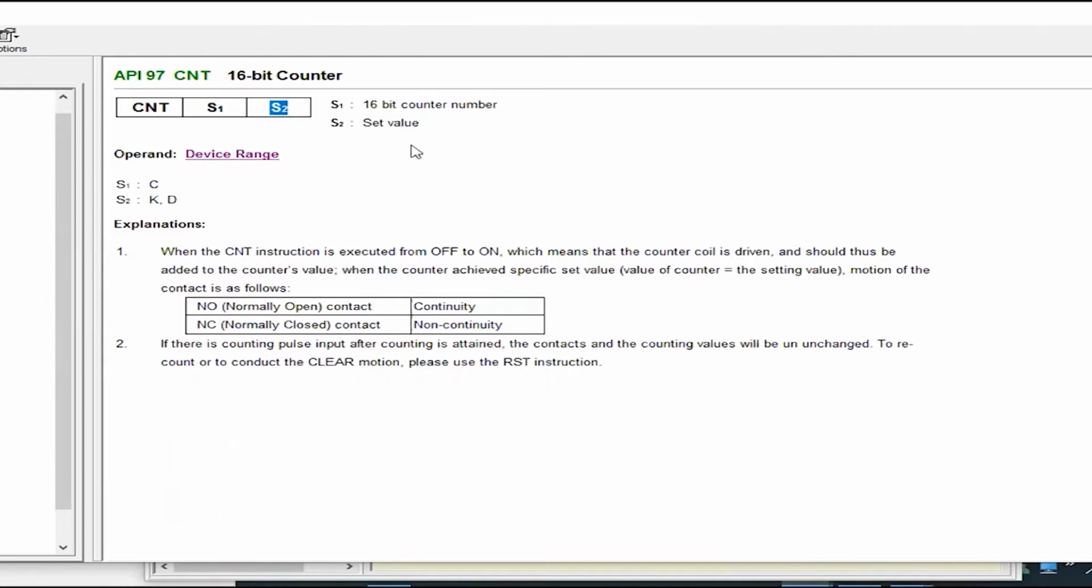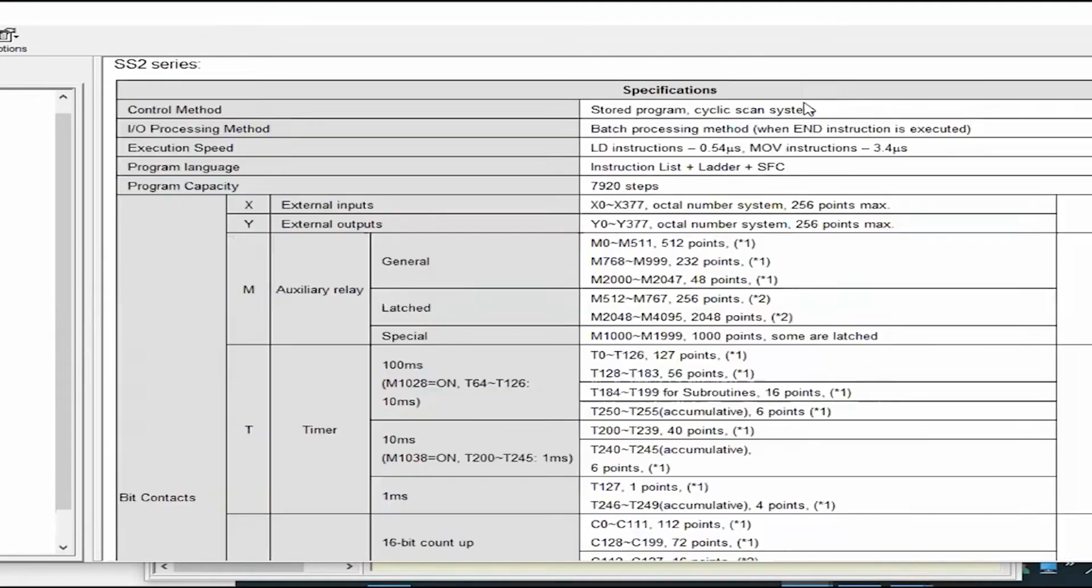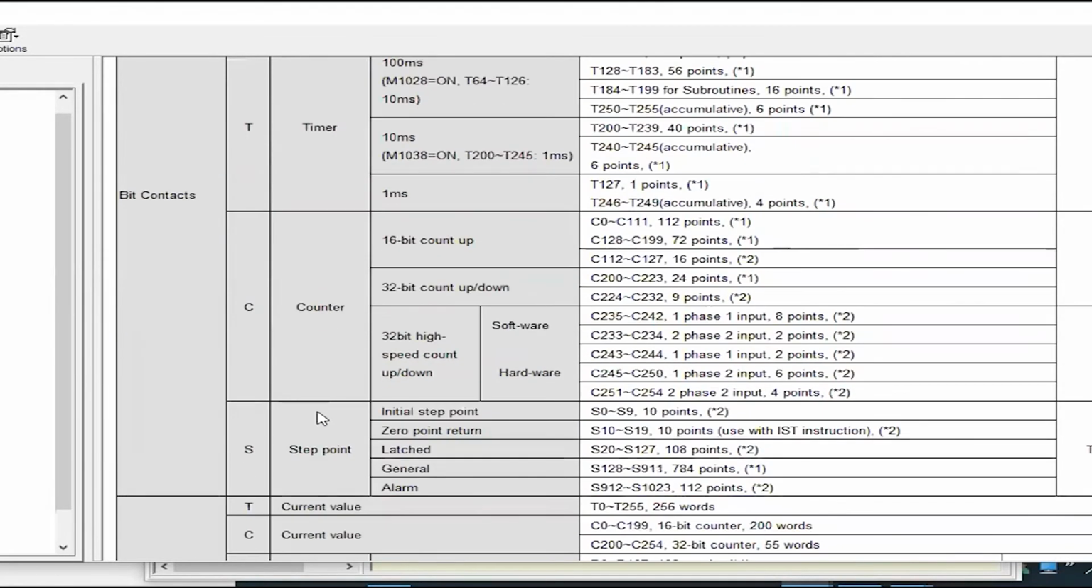You go to the device range, SS2 model. Right here you have the counter. So the 16-bit counter, if you observe, 16-bit up counter. Here C0 to C111 you are having, which is 112 points, and C128 to C199 as well. In the bracket, star 1 is represented, and C112 to C127, 16 points in bracket, are represented by star 2.